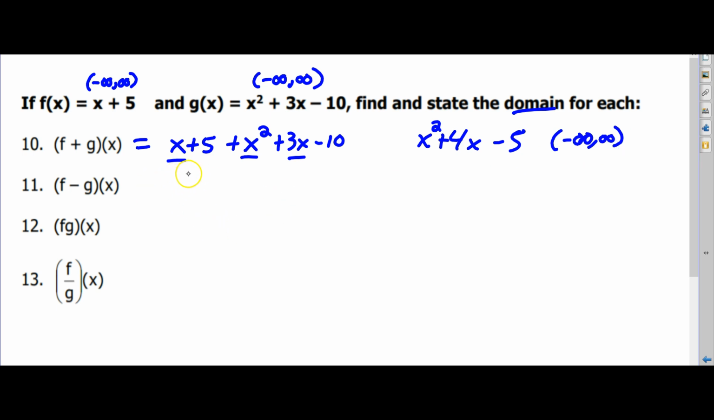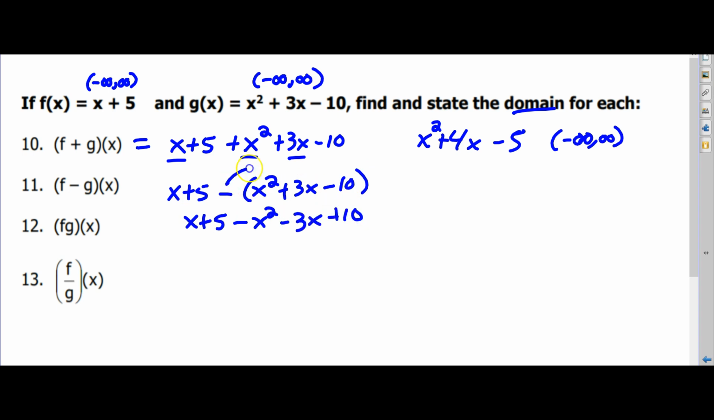F minus g of x, well, I'm going to put in the f function. That's x plus 5. And then minus this whole function right here. I put it in parentheses because I've got to subtract each term here. So basically I'm going to distribute that negative. So that gives me x plus 5 minus x squared minus 3x plus 10, because I'm distributing that negative to each term. And then I'm going to combine my like terms.